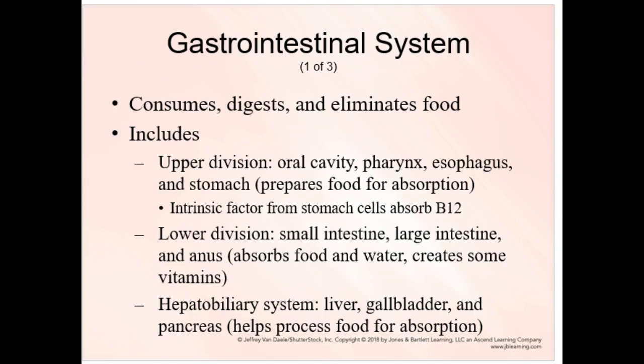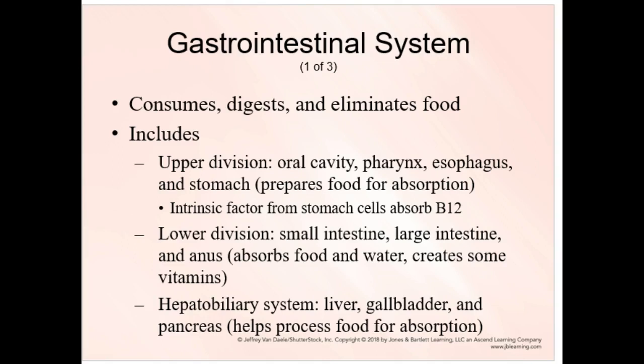The lower division, small intestines to anus. We'll absorb food and water here as we looked at on those pictures. We create some vitamins such as K in the large intestine. The hepatobiliary system is the liver, gallbladder, and pancreas. These are accessory glands that we have along the GI tract that helps to process food for absorption. The liver is the workhorse for this, and I have a list of what the liver does in the future.